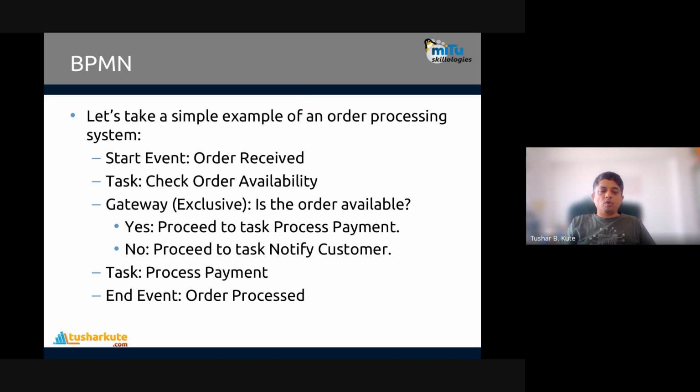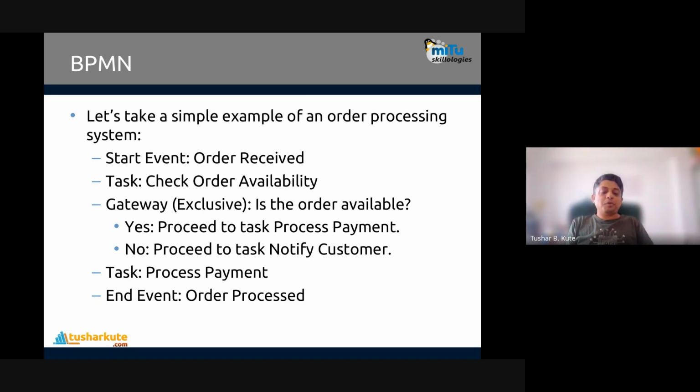Start event. Order is received. Task to check availability. If it is available, yes, proceed to the task and make the payment. And if it is not available, proceed to the task, notify the customer. Task is to process the event and the order is processed.